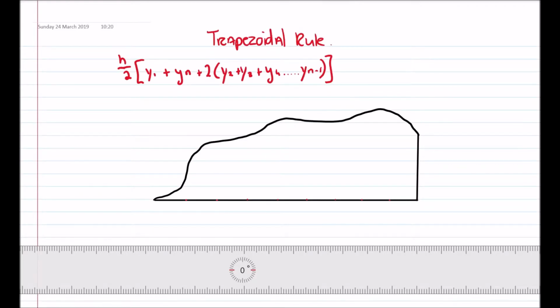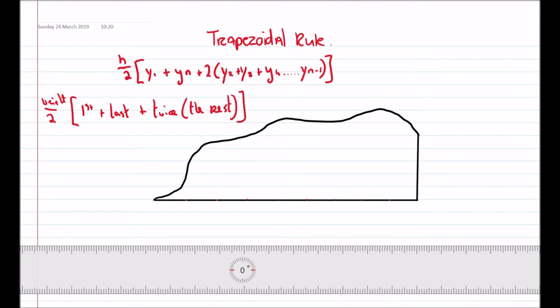h over 2 brackets y1 plus yn plus 2 times y2, y3, y4, all the way up to yn minus 1. What that really means is h over 2, we'll call h the width, over 2, times first plus last plus twice the rest. Okay. So what do I mean by that?